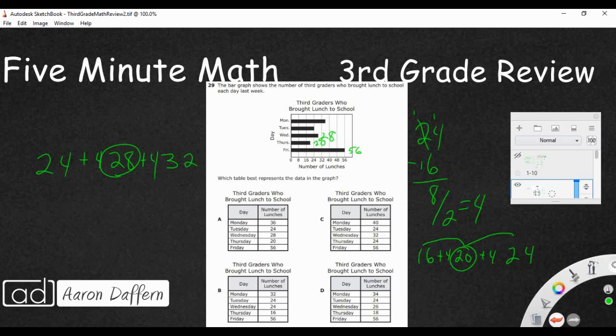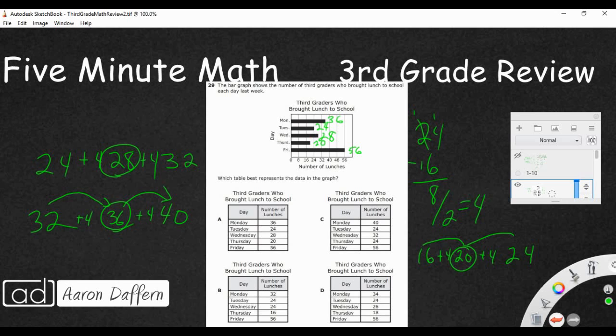Tuesday is 24. That's pretty simple. It's right on the line. And Monday is another one of these halfway. It's between 32 and 40. And so we already said that we're going to do a plus 4. So that's going to be 36, because another plus 4 gets me up to 40. So there we go. So now that I've done this hard work, everything else is pretty simple.